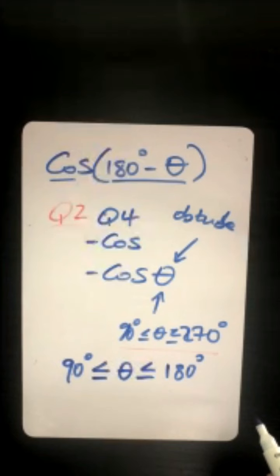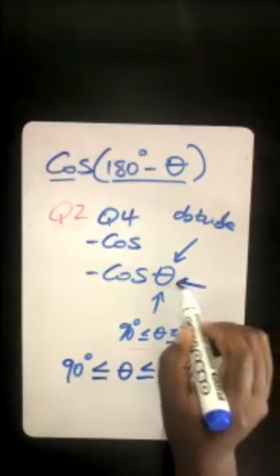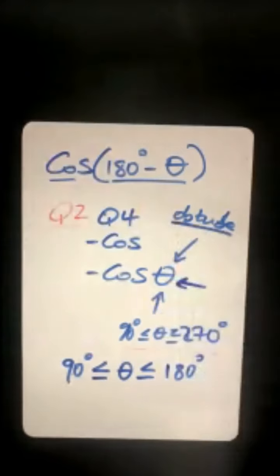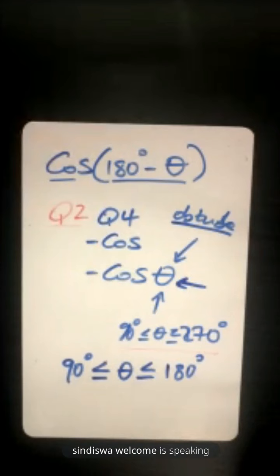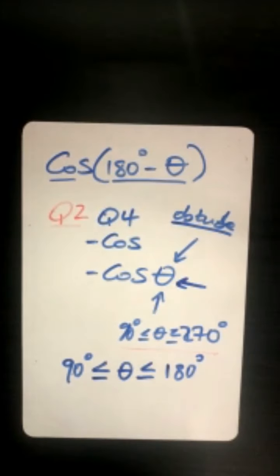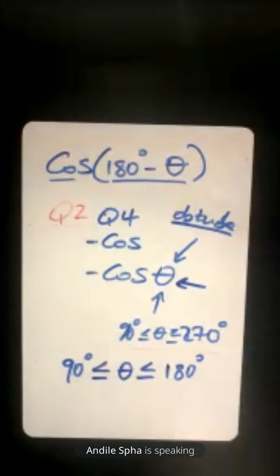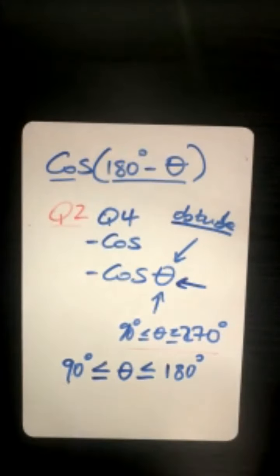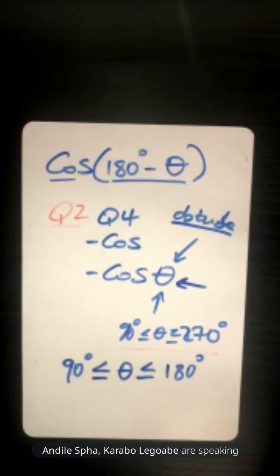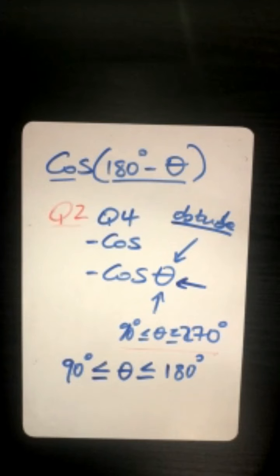Cos is negative, it's correct. So I said that angle is an obtuse angle. You are correct, sir. Who said I'm correct? Who said I'm wrong? Spamandla? Karabo? Correct. Spamandla correct. Karabo? Correct.